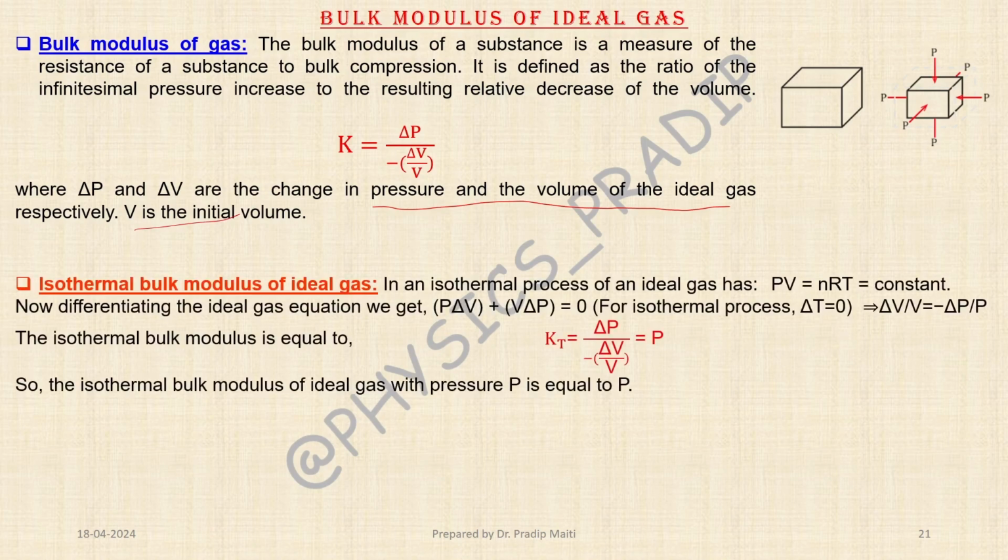For isothermal bulk modulus of an ideal gas, at constant temperature, PV equals constant. So if we differentiate it and arrange like this, delta V upon V equals minus delta P upon P. So K_T will equal capital P. So in case of isothermal bulk modulus for an ideal gas, it is equal to pressure.